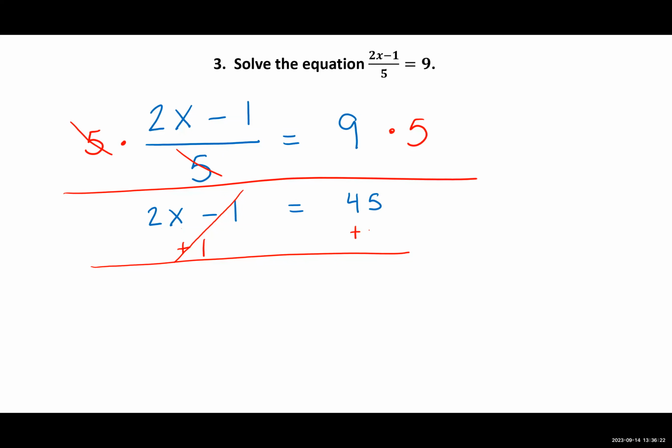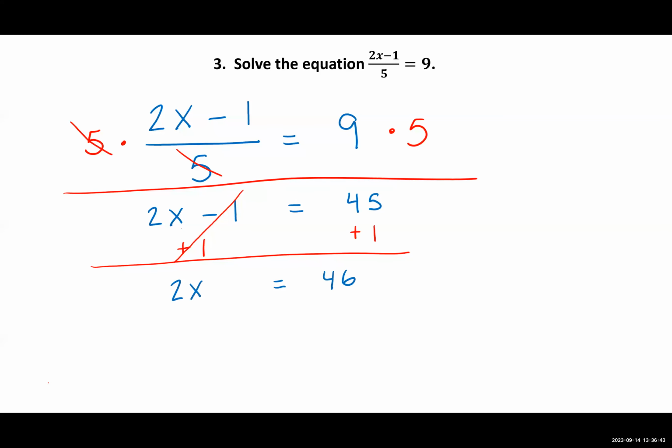Whatever we do to the left, we have to do to the right. So I'll throw a +1 over there on the right. All right, so we've got 2x on the left is equal to 46. We're getting close, incrementally, slowly getting closer and closer to what we want. X is equal to a number.